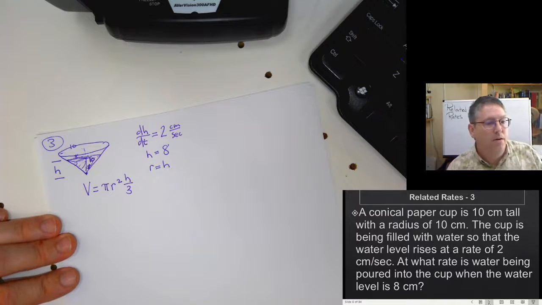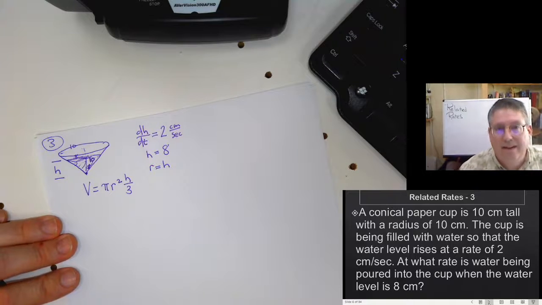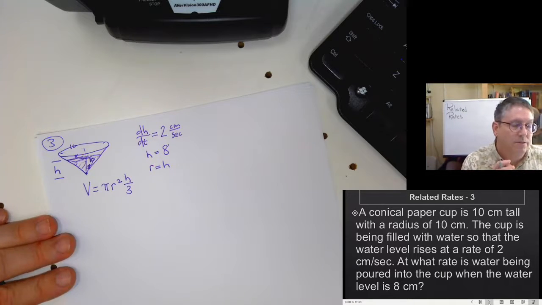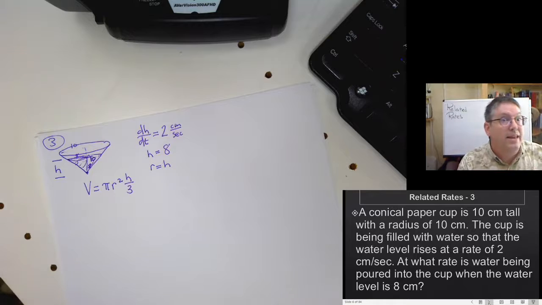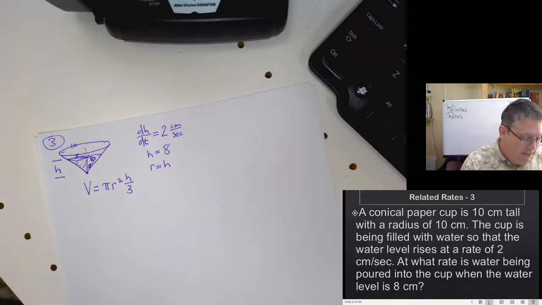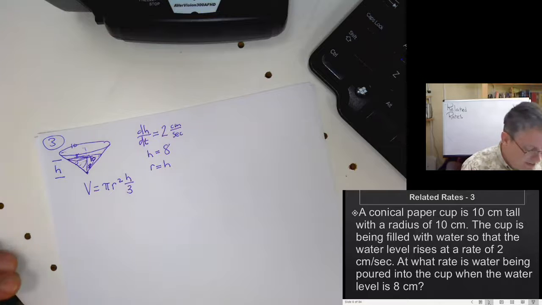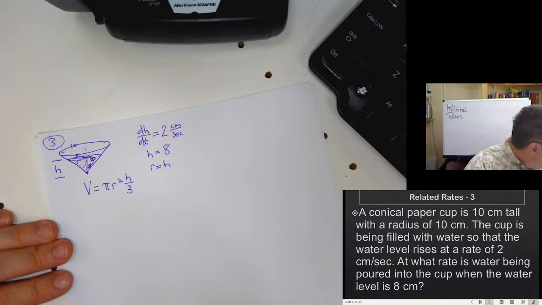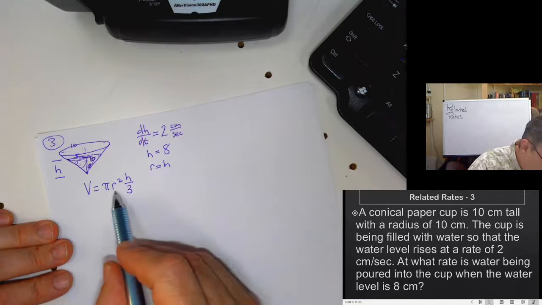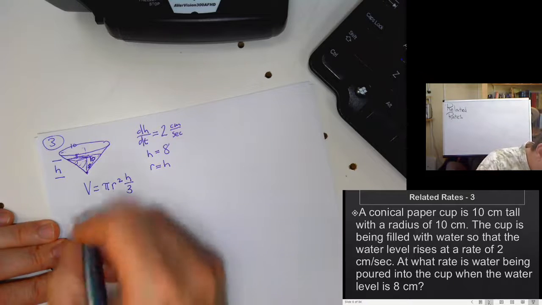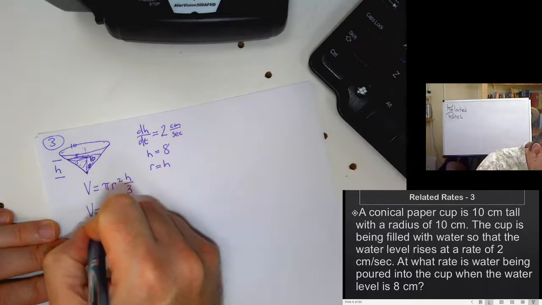It's asking about what's happening with the volume and the height. So we need to set up our equation in a way that relates the height of the water level to the volume of the water. Having the radius equal the height makes things a little bit easier, so we're going to swap that r out for an h just to make things nice. And it does in fact make things nice.